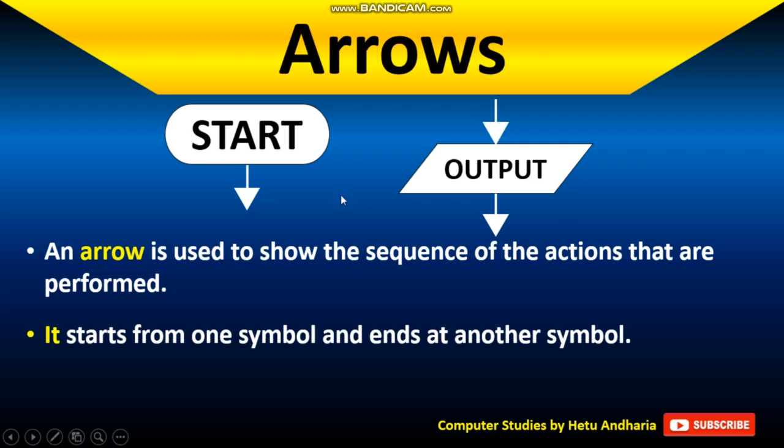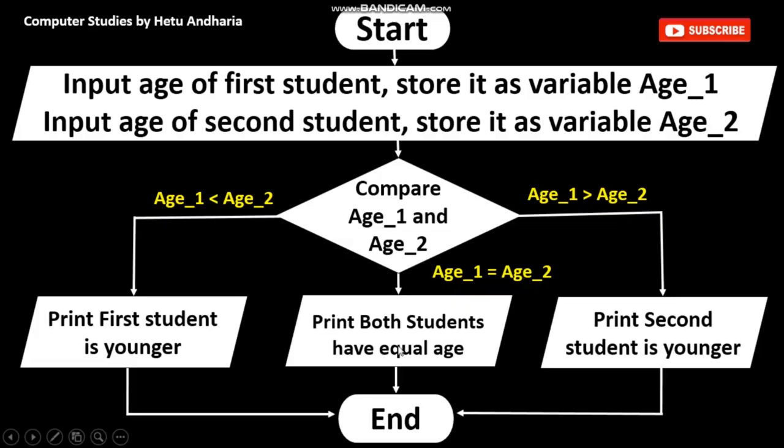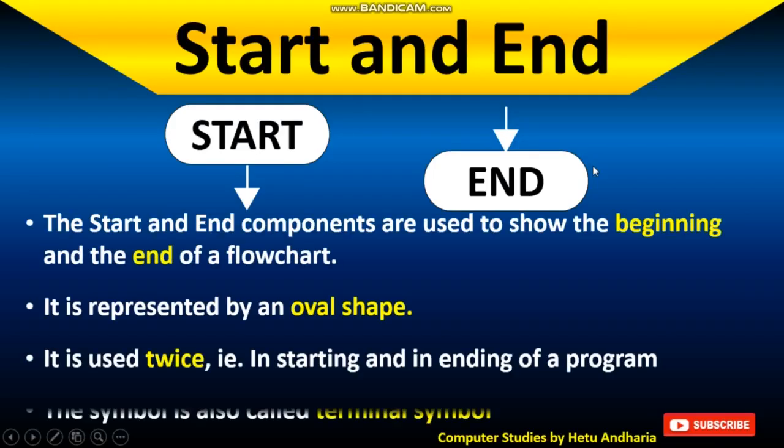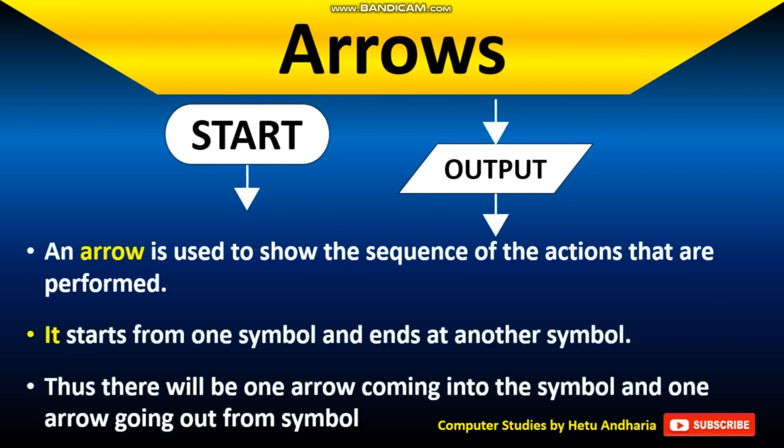For example, have a look here. This arrow is connected here and here also. This arrow also is connected here and on this side also. So none of the arrows can be lying anywhere. It is always connected to two parts, that you have to remember. Thus there will be one arrow coming into the symbol and one arrow going out of the symbol.